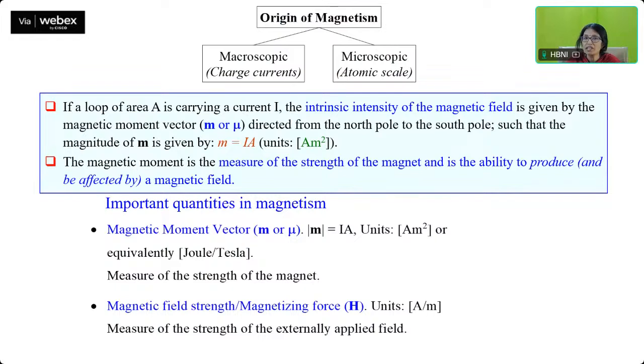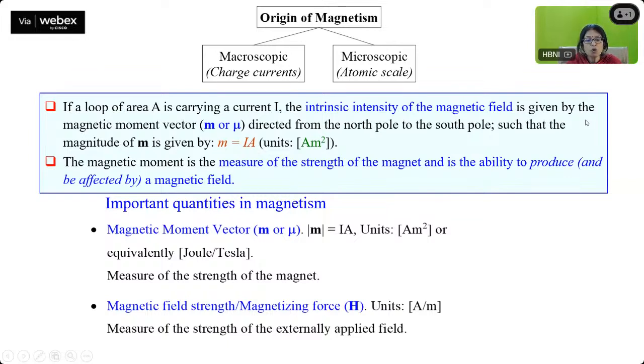So what is the origin of magnetism? There can be two origins. One can be macroscopic, which depends on the charge currents, and the other is microscopic, which is at the atomic scale. If a loop of area A is carrying a current I, then the intrinsic intensity of the magnetic field is given by the magnetic moment vector m or mu, directed from the north pole to the south pole. The magnitude of m is given by m = I A.